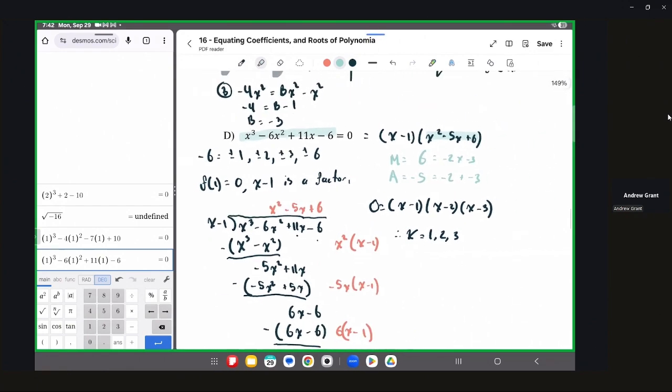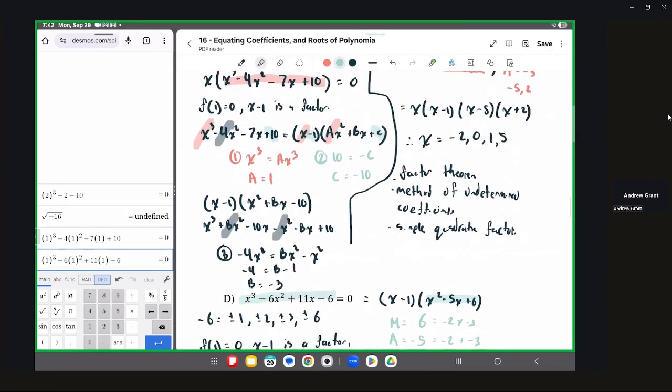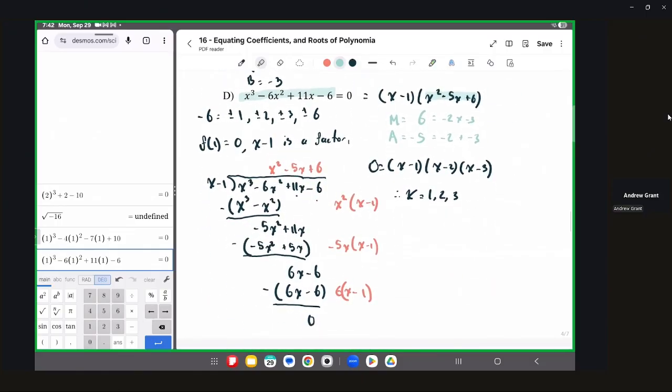So lots of methods to figure this out. We can use undetermined coefficients, the factor theorem, but again, we're looking to solve this, and solve means what values of x cause this polynomial to equal 0. And just as a recall, those 1, 2, and 3 correspond to the x-intercepts at 1, 2, and 3. Okay. Well, let's continue on.